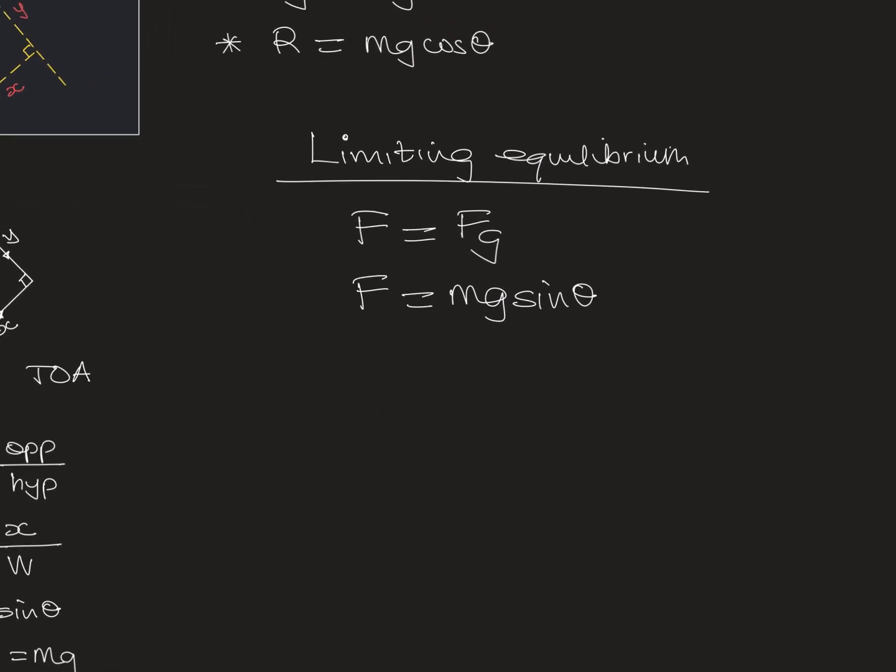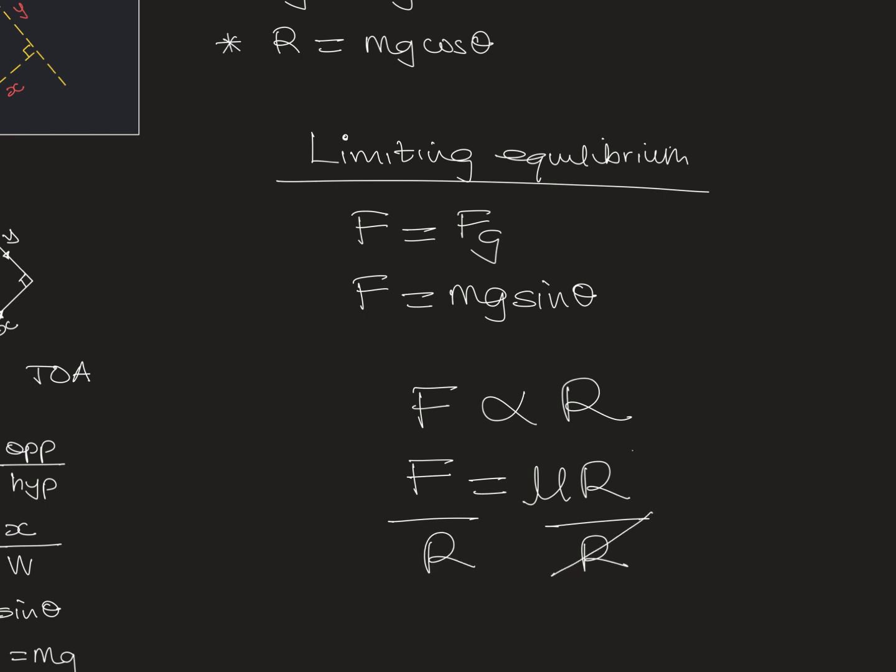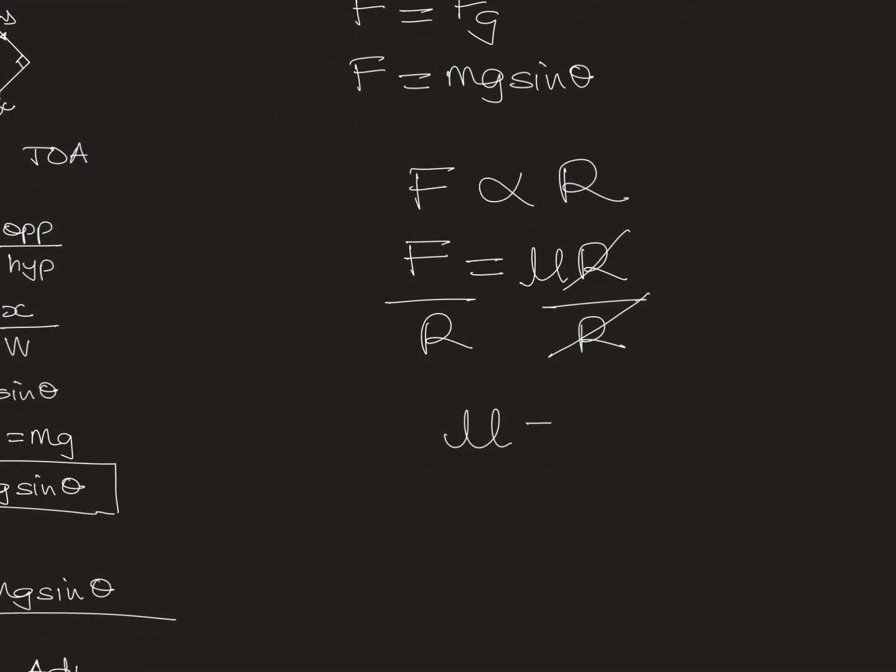Now I want to remind you quickly about one of the laws of friction, which says that the frictional force is directly proportional to the normal reaction. And we've said that if we want to remove the proportionality sign, we have to bring an equal to sign with a constant. And that is, we said F is equal to mu R. So this mu is the constant. It is known as the coefficient of friction. So if we want to find mu, therefore we're going to divide both sides by R. So therefore mu is equal to F all over R.